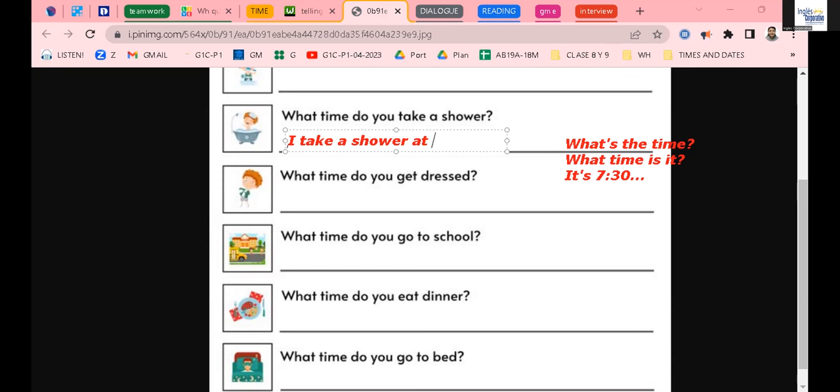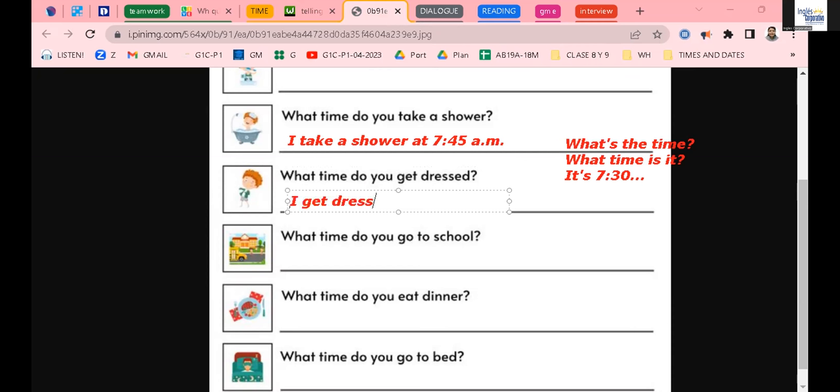Entonces aquí lo que vamos a utilizar es, decimos la actividad que hacemos y luego ubicamos el at. What time do you take a shower? ¿A qué hora te bañas? Me baño a las... Okay, y ahí ya sí podemos ocupar lo que hemos estudiado. I take a shower at, let's say, 7:45 a.m. Take a shower at 7:45 a.m. or at 7:45. O un cuarto para las 8. What time do you get dressed?